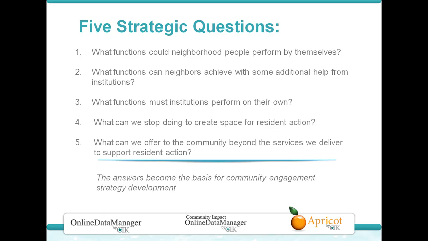And the 5th one is, what can we offer to the community beyond the services we deliver to support resident action? So this becomes, for me, the 5 key strategic planning questions that agencies and funders need to answer if we're going to be effective in creating both care and service in our communities.